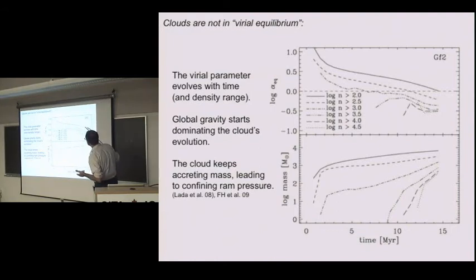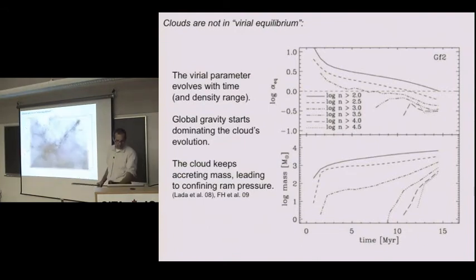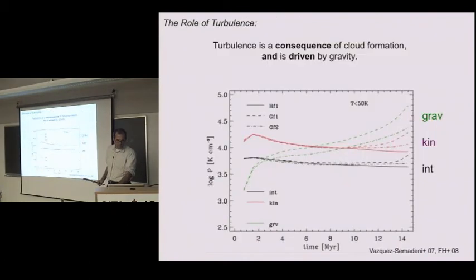So virialization is a sketchy concept in this context. Of course, you can average over time. You can average over many clouds, but then you don't say anything about one single cloud. And global gravity rules. And if you create mass, which I come back to in a second, the turbulence is a consequence of the cloud formation. It's not really an agent, it's a consequence of the dynamics.